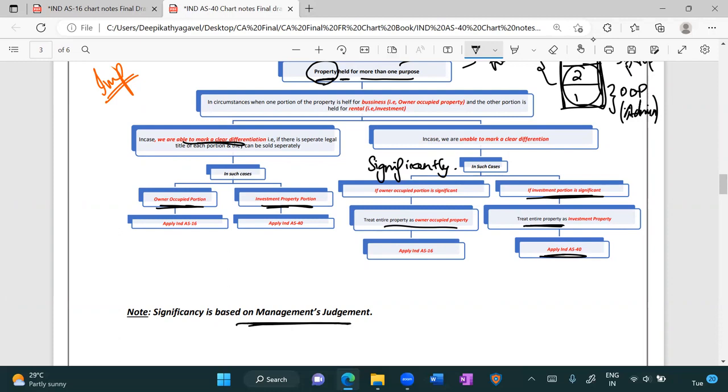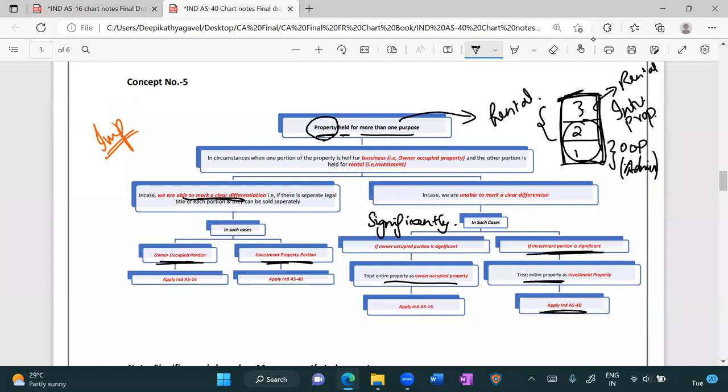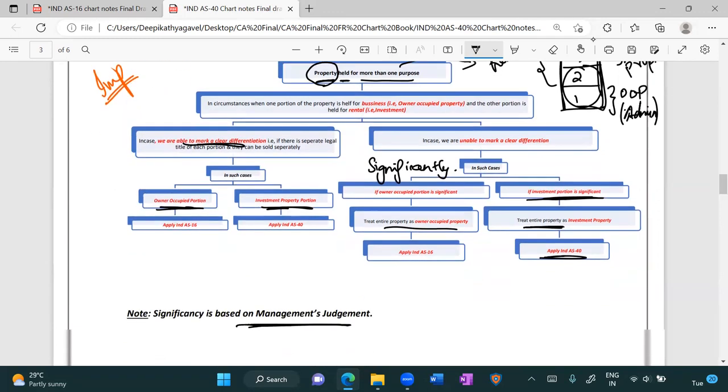The concept is, in case a property is being held for more than one purpose, the first thing you will see is whether you are able to mark a clear differentiation, whether there's a separate legal title. If yes, then for the owner occupied portion, Ind AS 16 will apply, and for the investment portion, Ind AS 40 will apply. But in case you are not able to make a clear differentiation, then the standard says go for significancy. If the significant portion is being occupied for owner occupied use, then the entire property is treated as PPE. And if the significant portion is for investment purpose, then the entire property is treated as an investment property, and Ind AS 40 will apply.